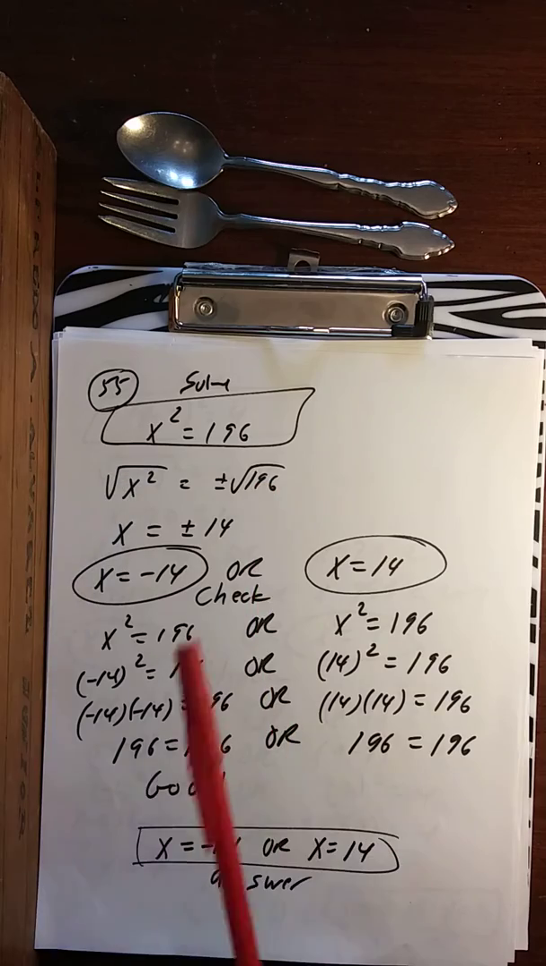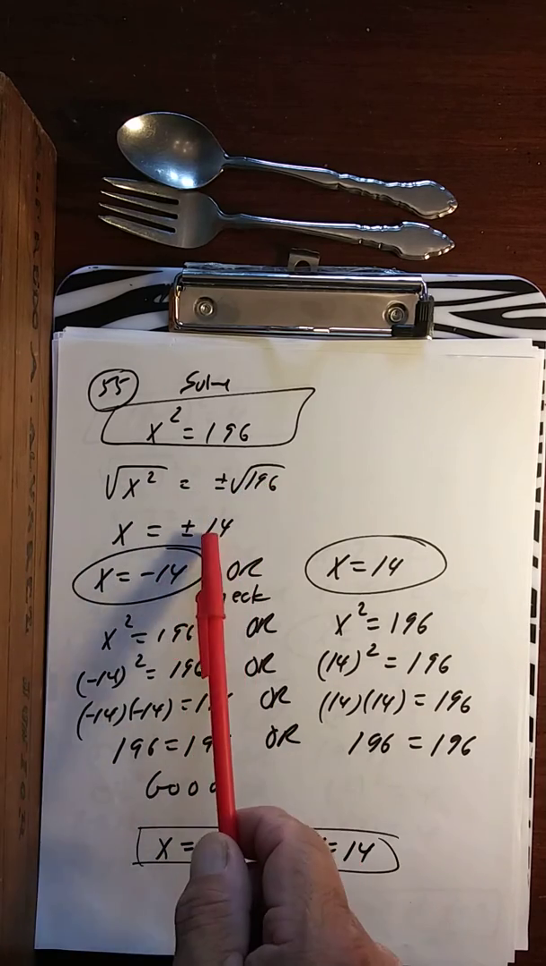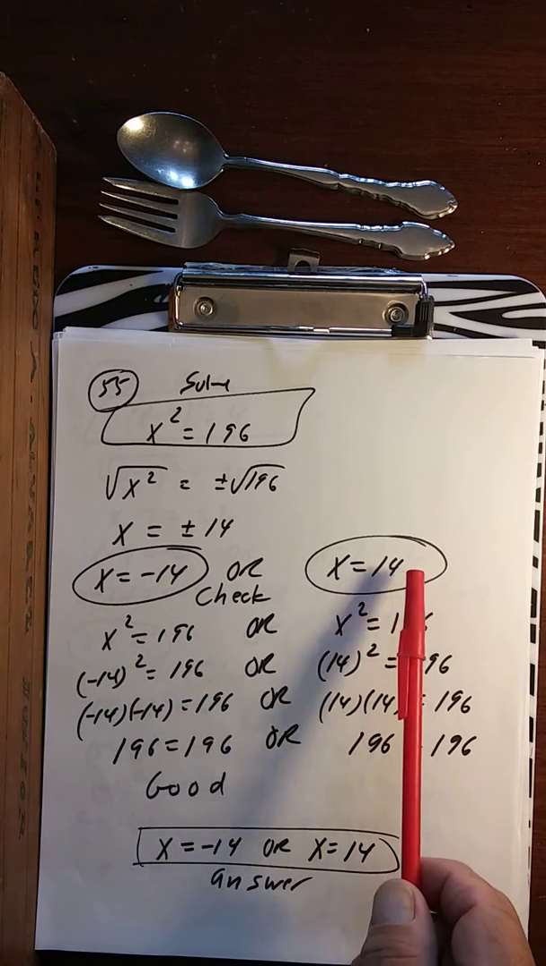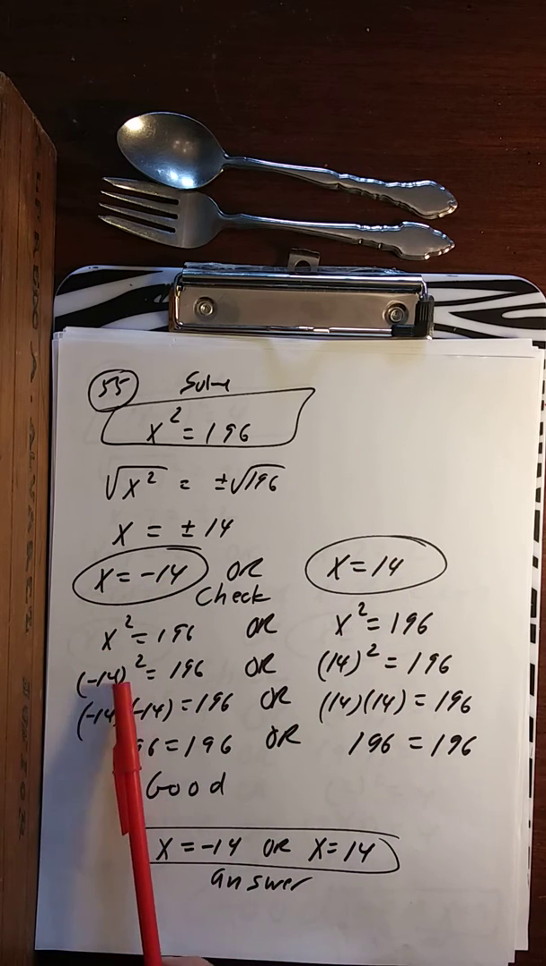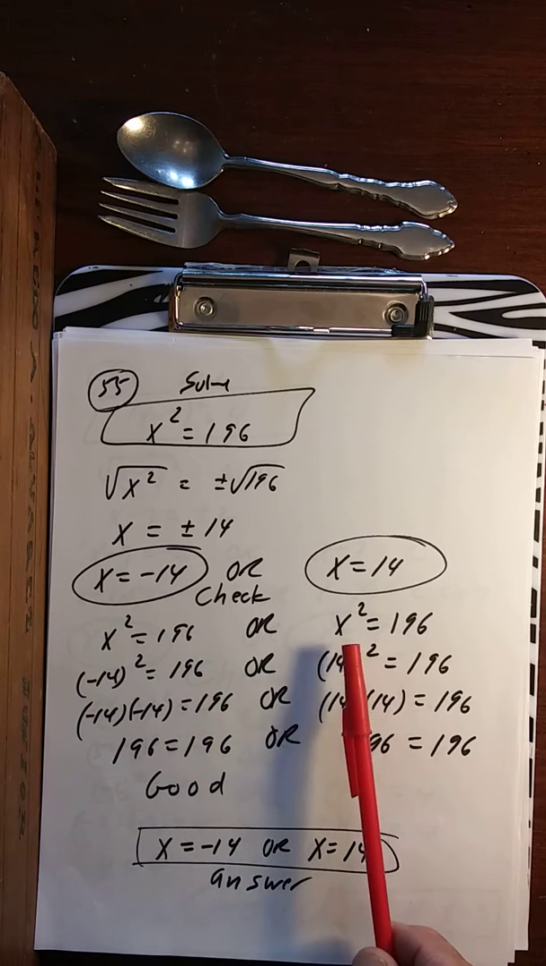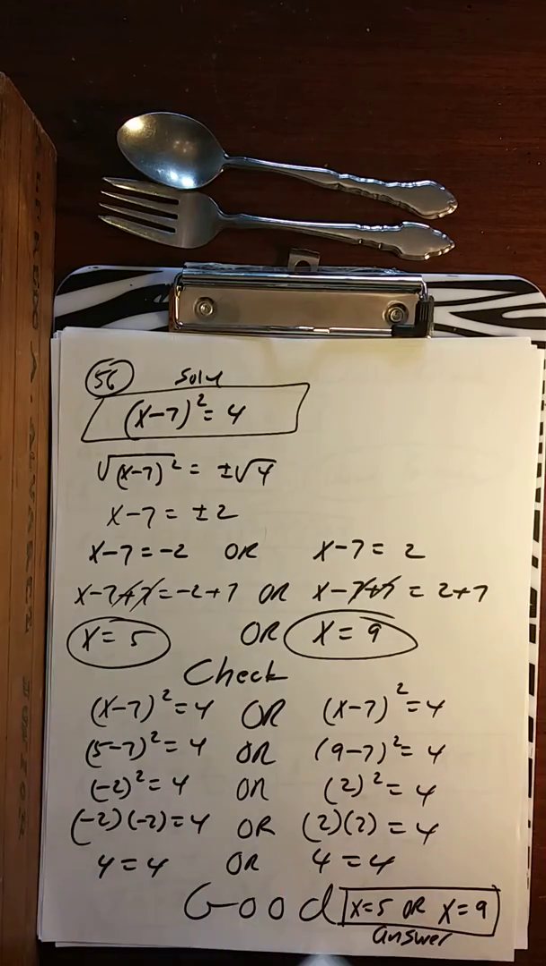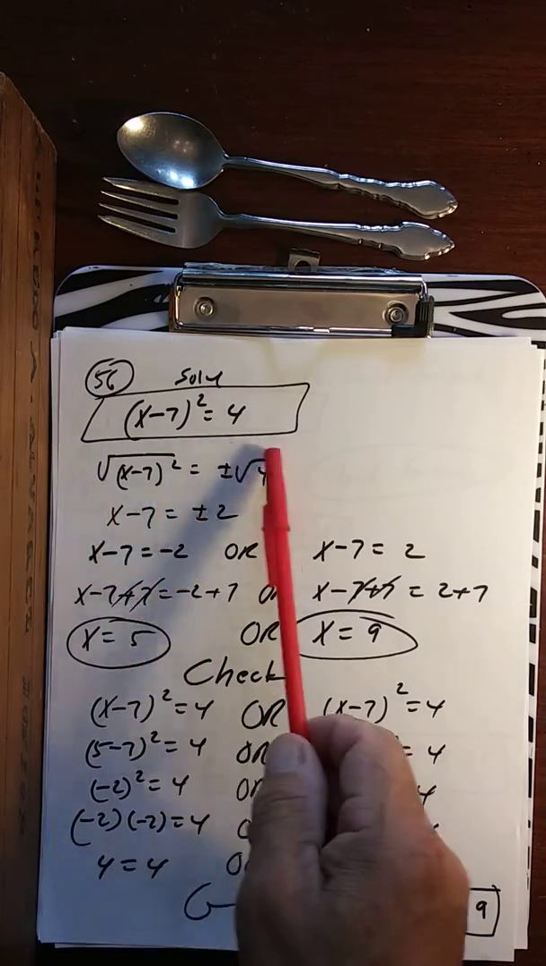Square root both sides of this. Square root of this number is 14, plus or minus 14. Two possible answers. So x equals negative 14, x equals 14. Check them. Put it in there. Negative 14 squared is positive 196. Is that right? Yes. 14 times 14 is 196. Is that right? Yes.